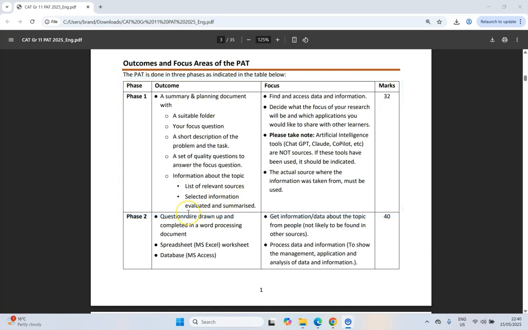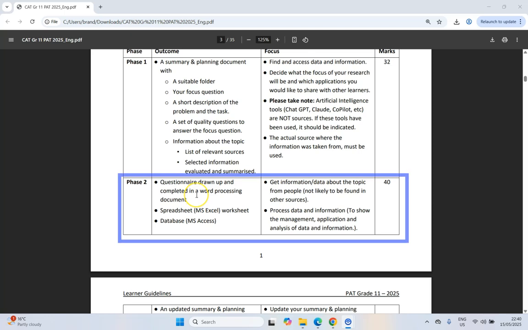Then phase 2 is going to be 4 main parts. It's going to be a questionnaire that you create in order to get more information about the topic. This is more opinion-based information. Then you're going to take that information and put it into a spreadsheet along with other information and then do some queries and summaries and charts to see what that information can tell you. What are some interesting trends and findings that you have discovered?